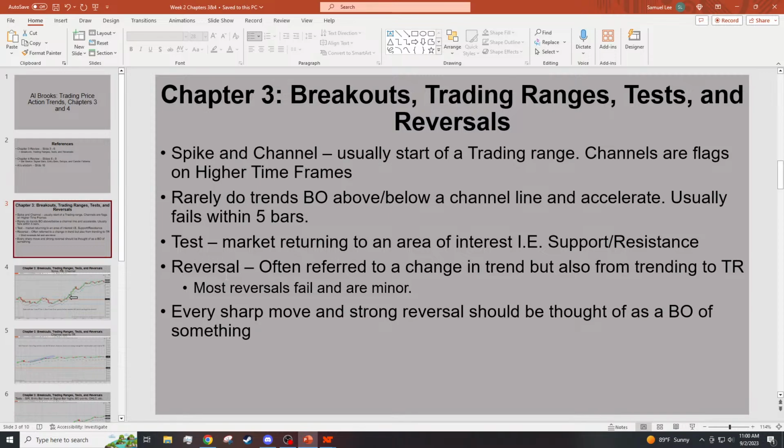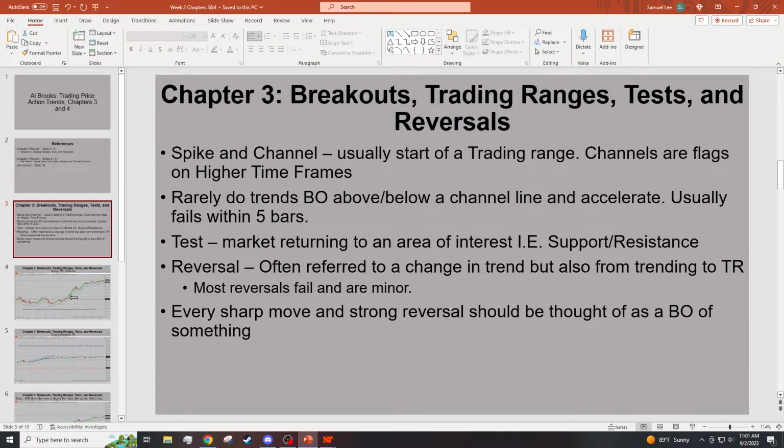Reversals actually have their own book, so he doesn't talk about reversals too much in this chapter, or honestly in this book. But when he talks about reversals, he is mostly referencing a change in a trend. So technically, if we are trending down and we have a 2-bar pullback, that is technically also a reversal, but it's a minor reversal. That's why I have it highlighted here: most reversals fail and are minor, because every pullback is a reversal. But again, they usually fail and they're minor.